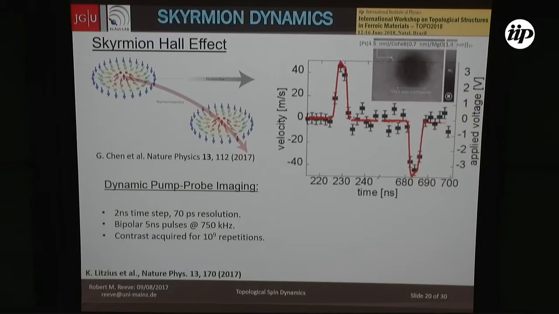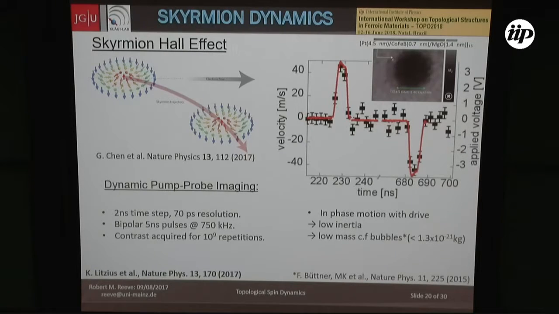So if we then look at imaging these skyrmions during the pulses, as you can see by these black points here, we're getting a very nice agreement between the motion of the skyrmions and that current path that we're applying. So it's showing that we're getting in-phase motion of these skyrmions with the drive, and that points to having a low inertia of the system and a low mass of these systems.